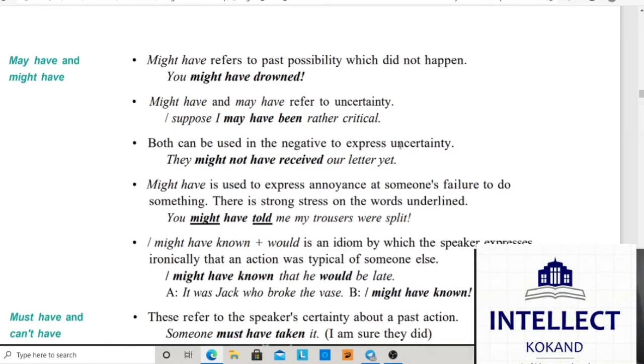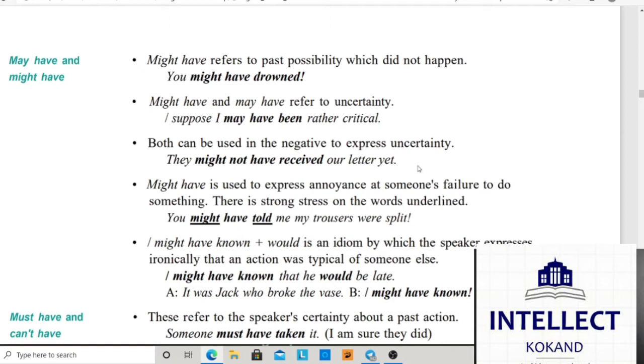Both can be used in the negative to express uncertainty. They might not have received our letter yet. So they did not receive it, right? Or had received. They might not have received our letter yet. So it's uncertain. It could have been in both facts, like not happening or happening.